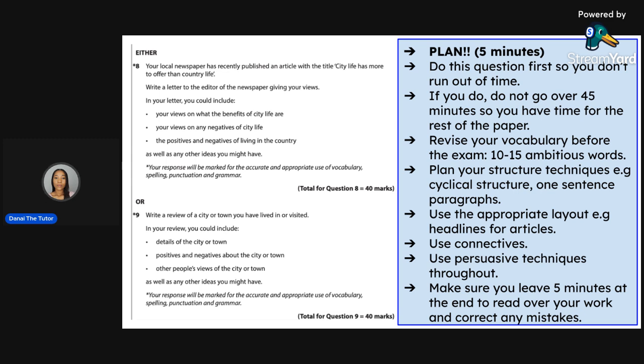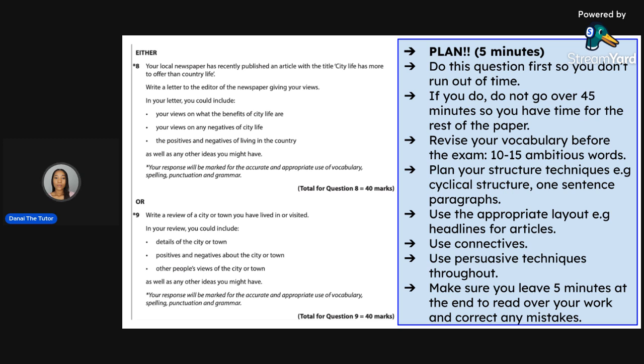Plan your structure techniques as well. So think about whether you're going to use a cyclical structure or using one sentence paragraphs. They can be really, really powerful in a persuasive text. Use the appropriate layout, for example, headlines for articles, and make sure you know the difference between the layout of nonfiction text, like how you may lay out a letter is definitely different to how you might lay out an article.